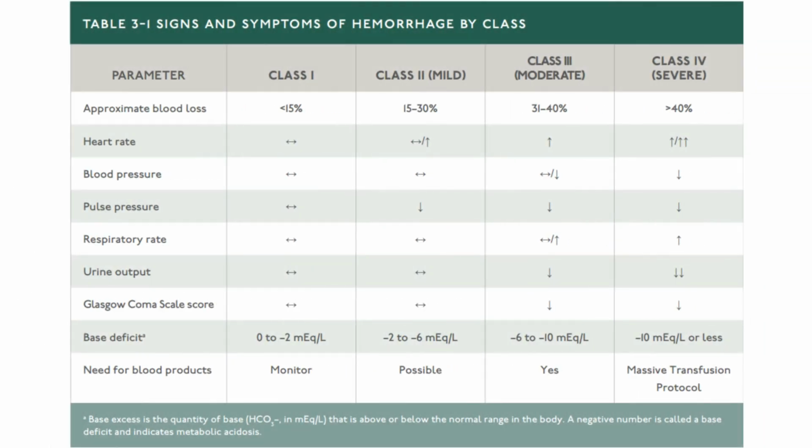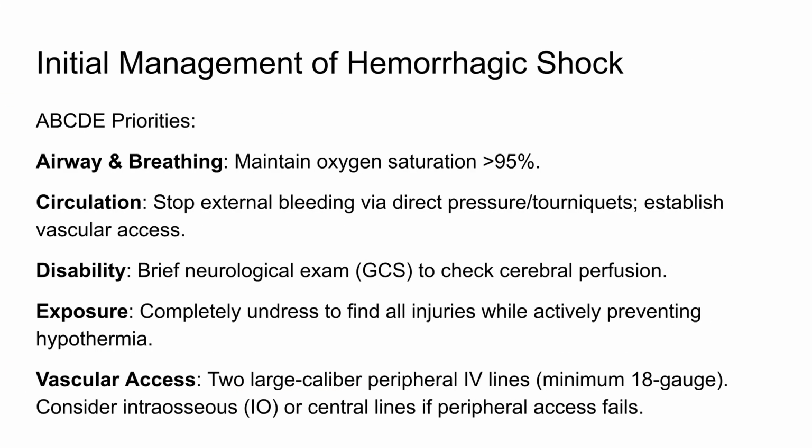This table summarizes the signs and symptoms of hemorrhage by class, detailing how heart rate, blood pressure, and other parameters change as the severity of blood loss increases. Initial management follows ABCDE priorities: ensuring airway and breathing, controlling external bleeding, checking neurological status, and preventing hypothermia.